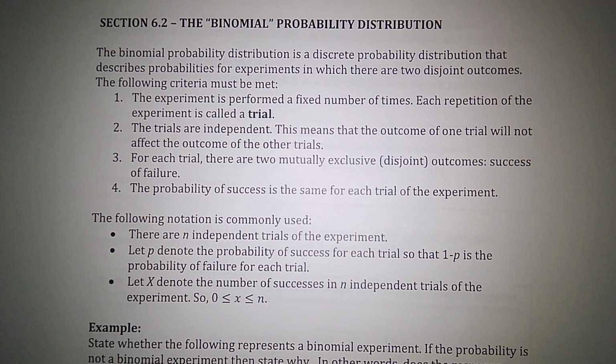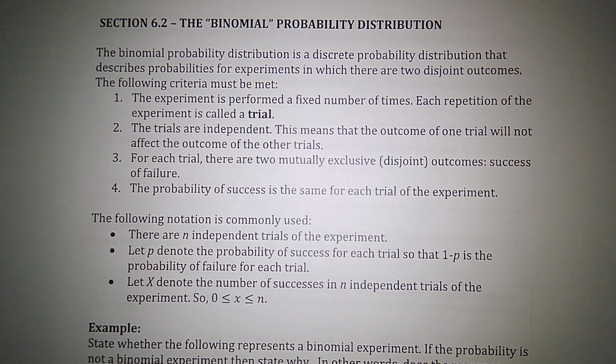1. The experiment is performed a fixed number of times. Each repetition of the experiment is called a trial. For example, if I'm flipping a coin, each time I flip a coin, that is one trial. And I must specify at the beginning of the experiment how many trials I plan to do. For example, I say I'm going to flip the coin 20 times, so n is 20.